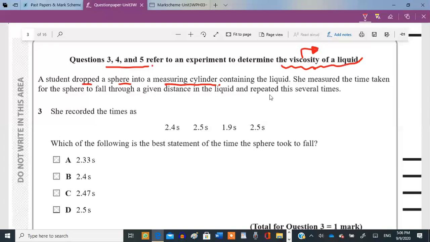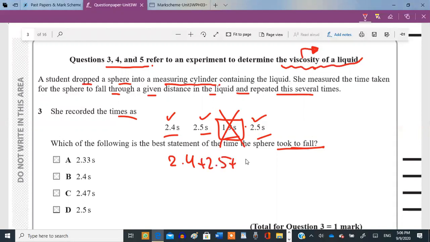Now, she measured the time taken for the sphere to fall through a given distance in the liquid and repeated this several times. She recorded the times as 2.4, 2.5, 1.9, and 2.5 seconds. Which of the following is the best statement for the time taken for the sphere to fall? Okay, if you look at these statements, these times 2.4, 2.5, and 2.5 are very close to one another, but 1.9 is an outlier, right? It's the odd one out. So you leave it out and take the average of the rest. Okay, that's the trick. Get it?